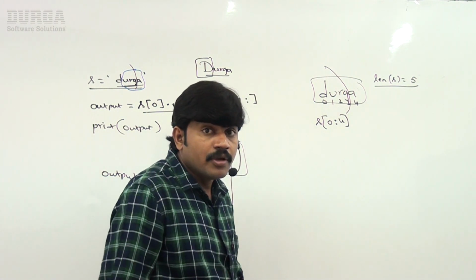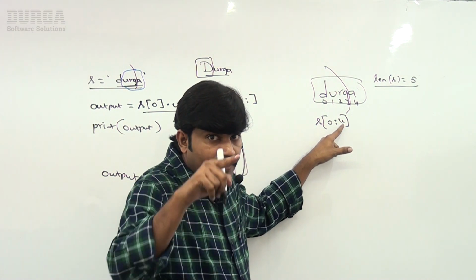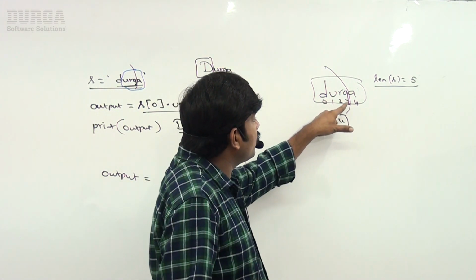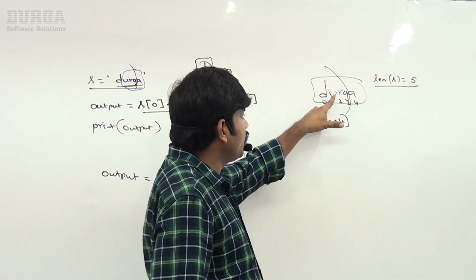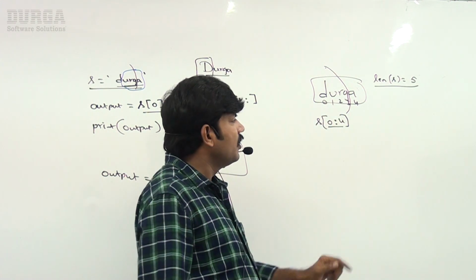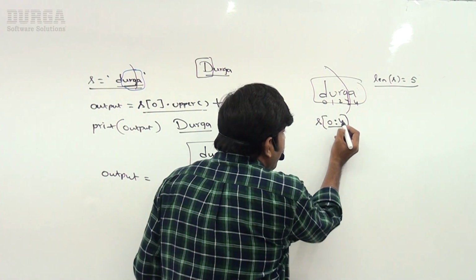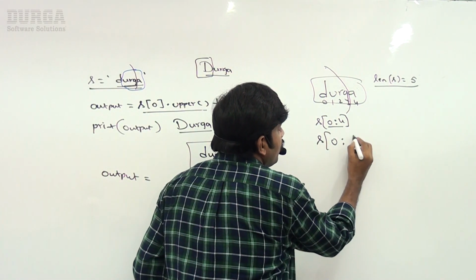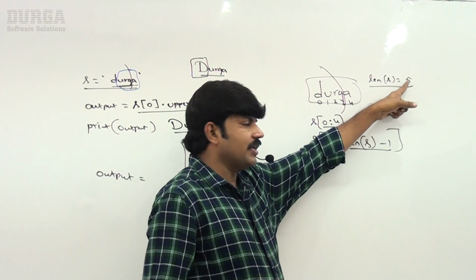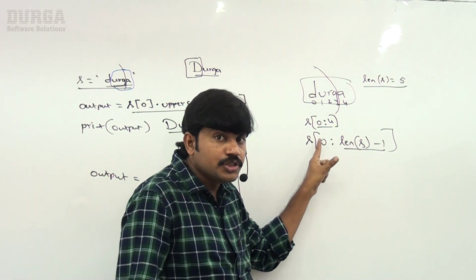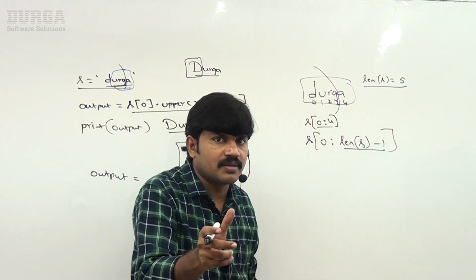Do you know why 0 to 4? The reason is begin to n minus 1, so 4 minus 1 means 3. 0 to 3 we have to consider. Are you getting? So it is going to consider durg. But I don't want to hard code this 4. How do you get this 4? It is 0 to length of s minus 1. Length of s is 5, and 5 minus 1 means 4. I want to use this approach for any string, it need not be durga. That's why.